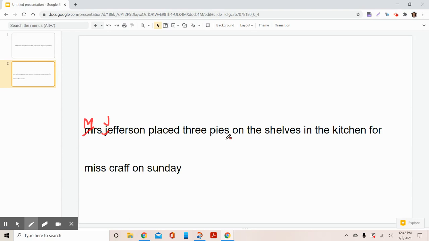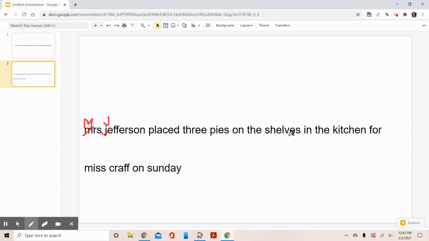The next noun that's in the sentence, Mrs. Jefferson placed 3 pies on the shelves. Shelves is our next noun. Shelves names a thing, right? Shelf is something, a thing in your house. Is it naming a specific thing or a general thing? It is a general thing, right? It's not a specific shelf.